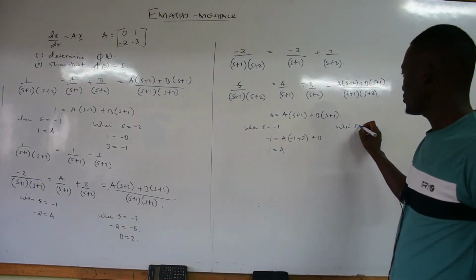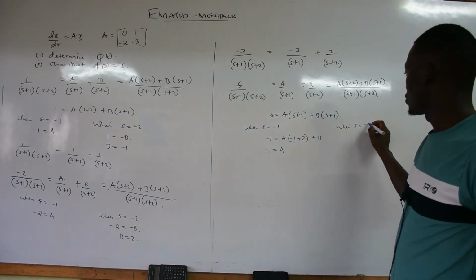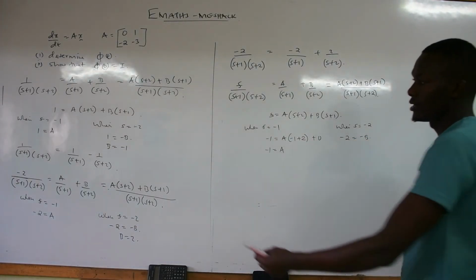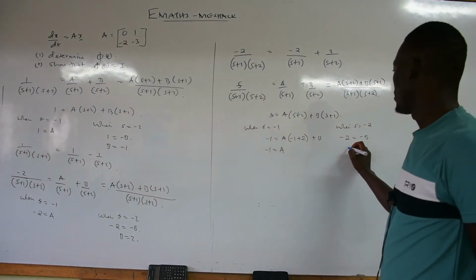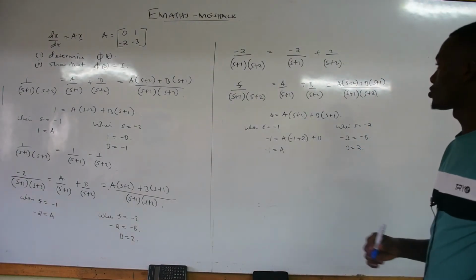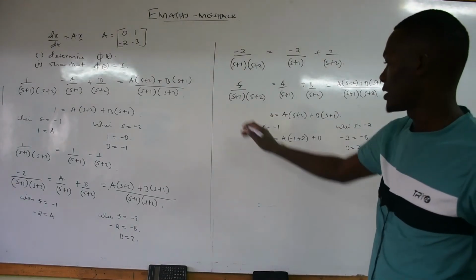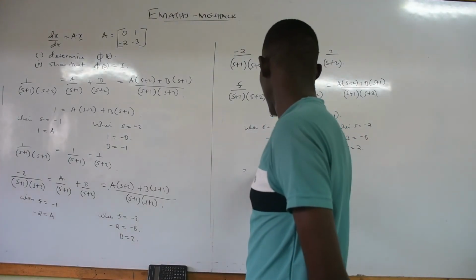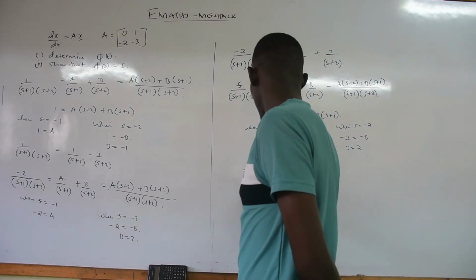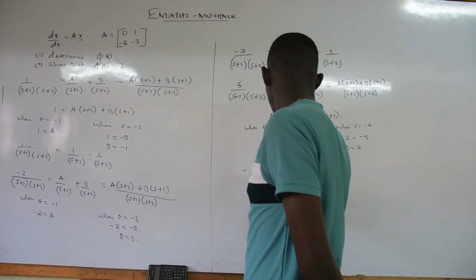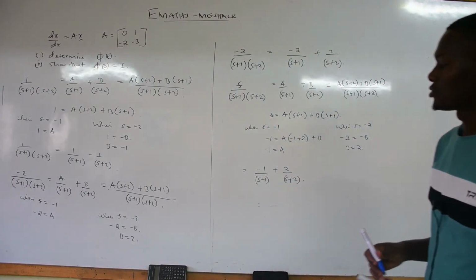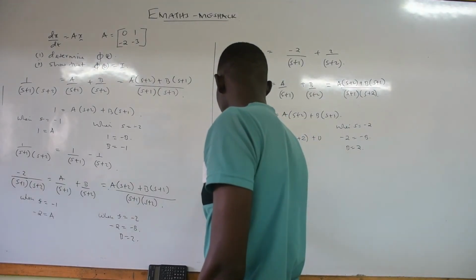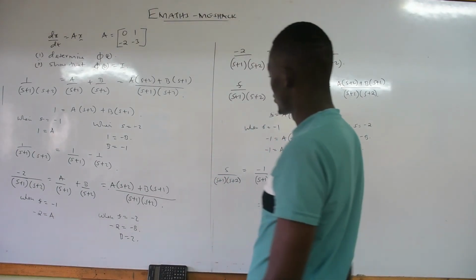When s equals negative 2, again we have negative 2 this side, but this side we said we'll have negative b. So therefore our b in this case will give us 2. So this part here will be represented by a value of negative 1 over s plus 1, then plus 2 over s plus 2. So that is your representation for s over (s plus 1)(s plus 2).